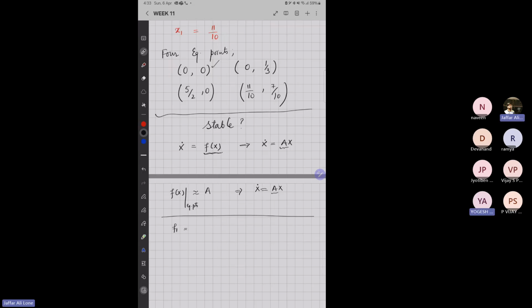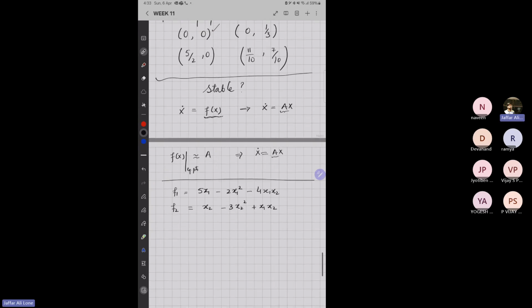What was F1? F1 was 5x1 minus 2x1 squared, wait, minus 4x1 x2, and my F2 is x2 minus 3x2 squared plus x1 x2.